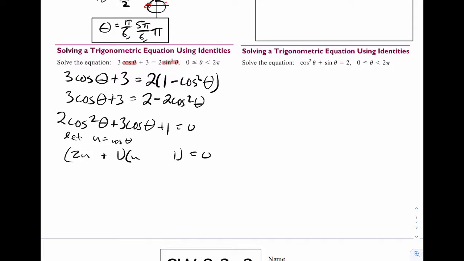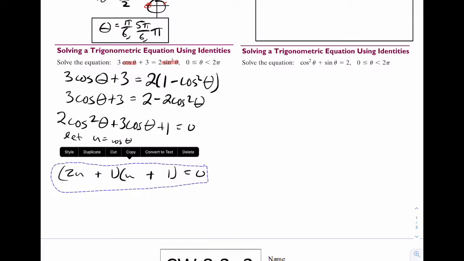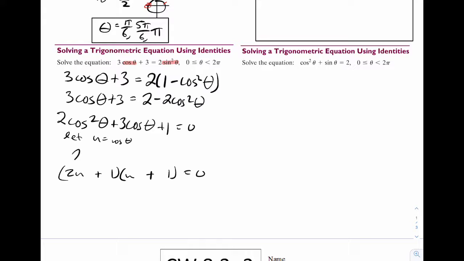And then, of course, both positive. I'll make this a little bit cleaner. In case you're wondering how I did that, I just thought of it as 2u squared plus 3u plus 1. So u must equal -1/2 or -1. So that would mean cosine theta must equal -1/2 or -1.